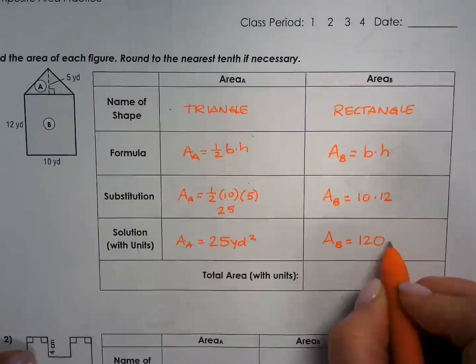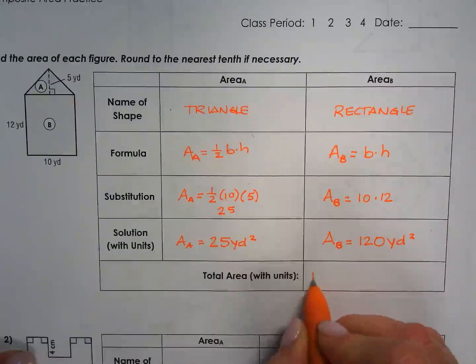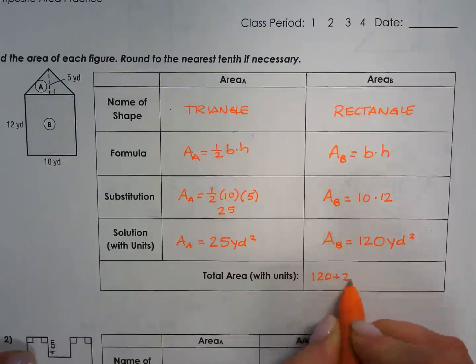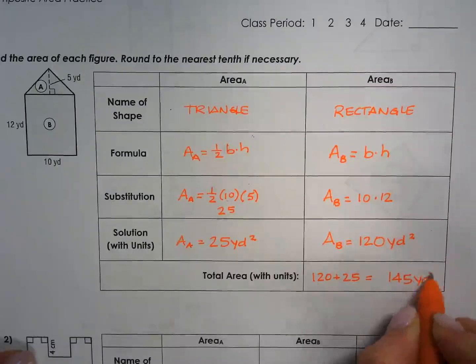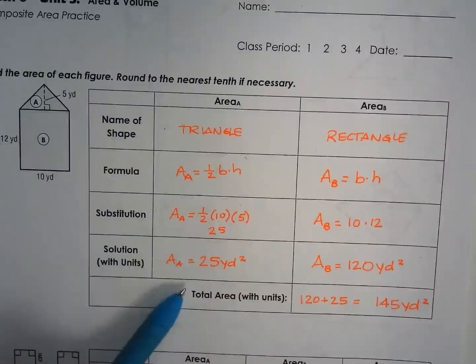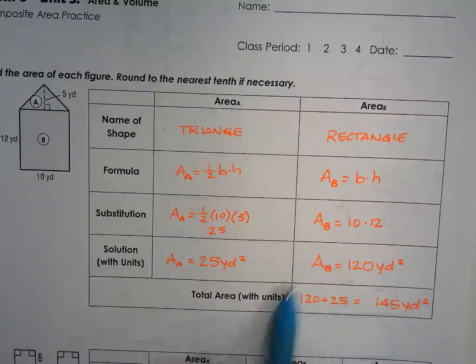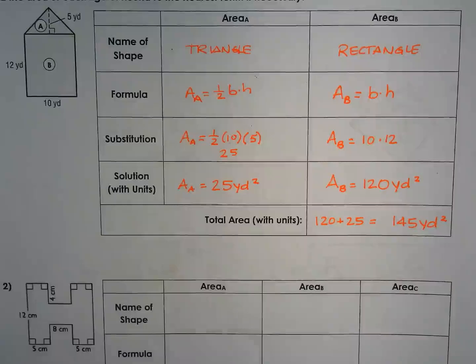And that's yards squared. And then to get the total area, it will be that 120 plus the 25, which is 145 yards squared. Okay, that's the guided practice. That's the scaffolded option. So basically, I took you through how we find the area for each part. We add them together to get the total composite area. Okay, on the back, you won't have these boxes, but you're going to be doing the exact same thing.